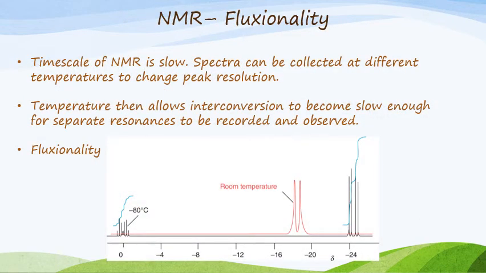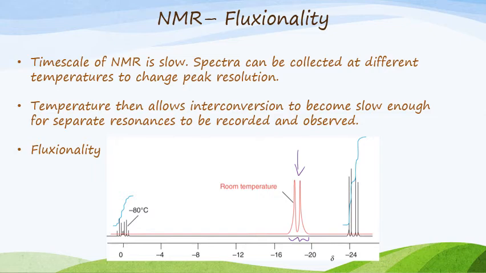Now the time scale of an NMR is relatively slow, so spectra can be collected at different temperatures to change the peak resolution. Sometimes it's very difficult to resolve peaks. So you'll see in the diagram at the bottom, if we look at the red spectrum, we've got 2 very broad peaks at room temperature, which indicates that we are losing information. So what we do is we change the temperature to a much lower temperature.